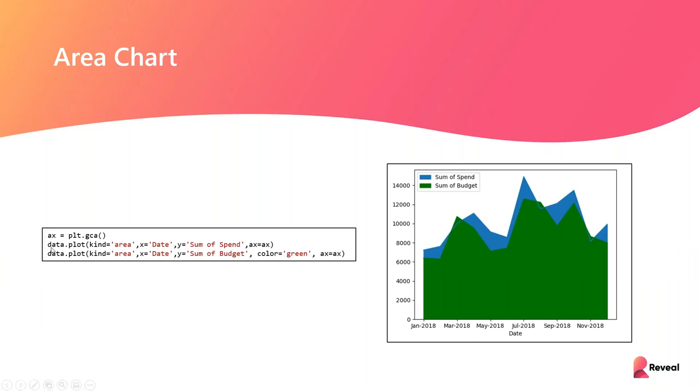You can see I actually pasted in the same line twice, but what I did is I changed a variable called color equals green. So this area chart that's green was probably some other default color, and I said, well, I want to make it green. And that's what we did. And you also notice the ax equals ax, that's my legend. So sum of spend and sum of budget. If I don't want to show a legend, I would just get rid of that.